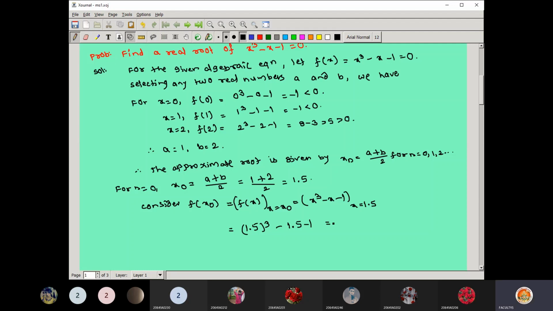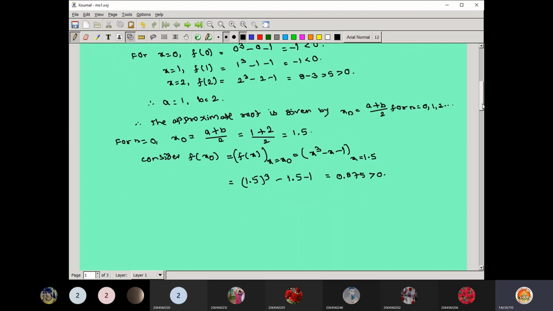1.5 whole cube minus 1.5 minus 1. What is the answer? 0.875. Right, 0.875. So whenever you are calculating the answer, that should be equal to 0. But here it is not equal to 0. Is it positive or negative? This value you are getting as positive, which is nothing but greater than 0. If it is equal to 0, you can stop the process. Since you are getting greater than 0, as per the procedure, now you make a statement.